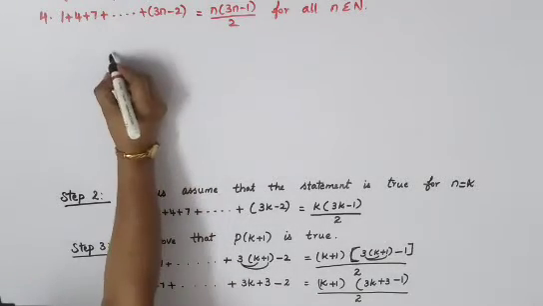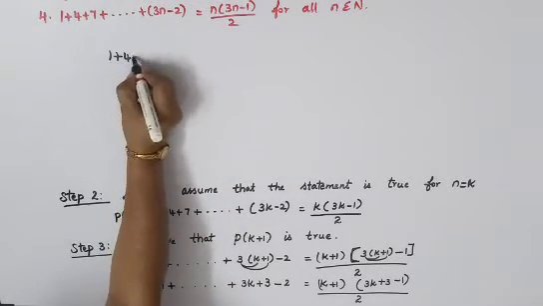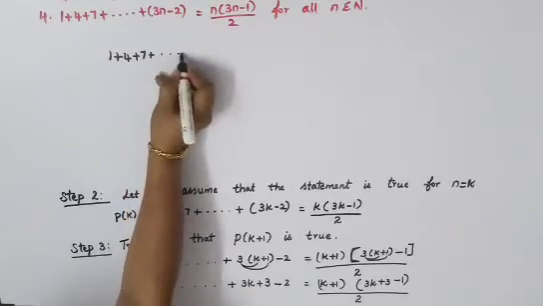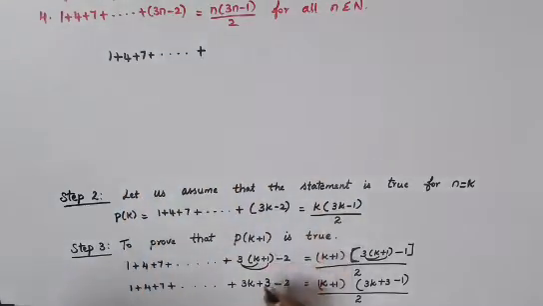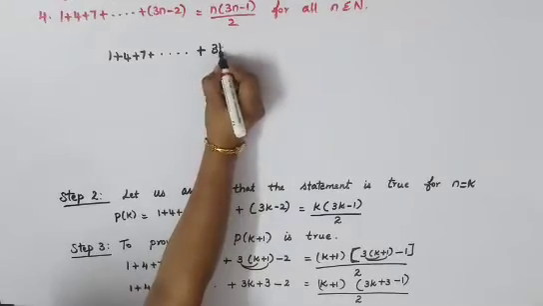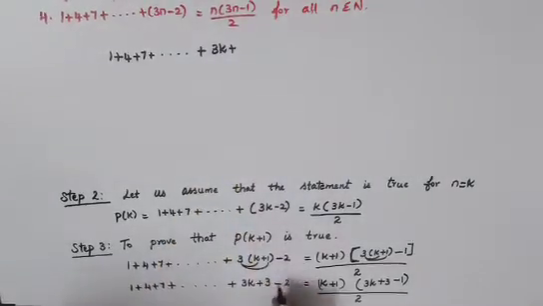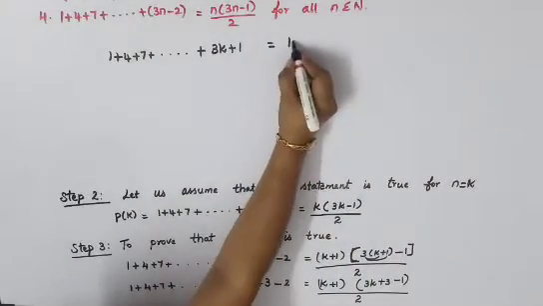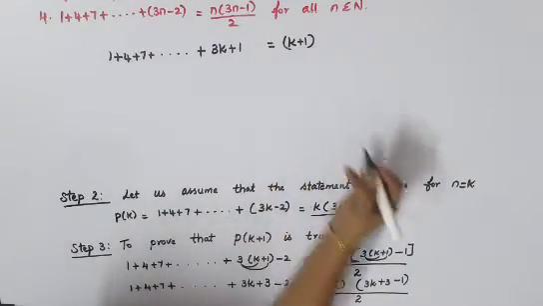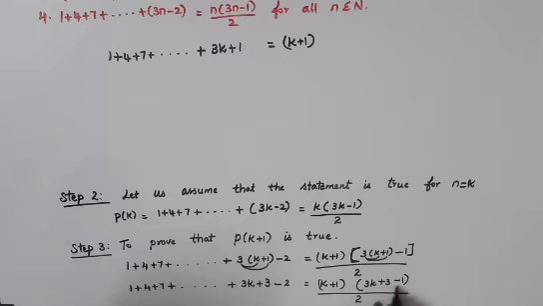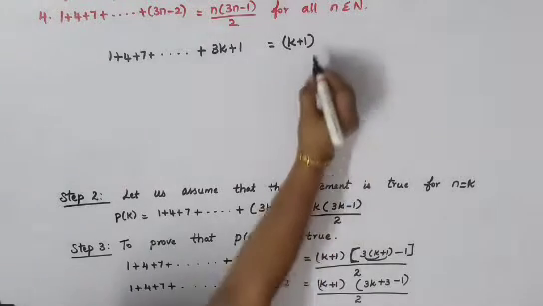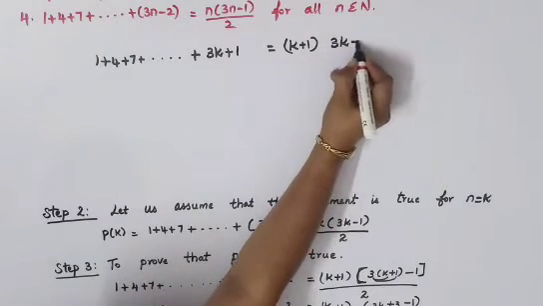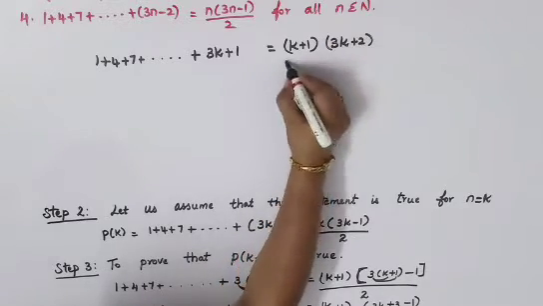Okay, so I'll just write it here, 1 plus 4 plus 7 plus etc. plus, so 3k plus 3 minus 2 is 1, which is equal to, this side it is k plus 1 into 3k plus 2. Okay, so 3k plus 2 divided by 2.